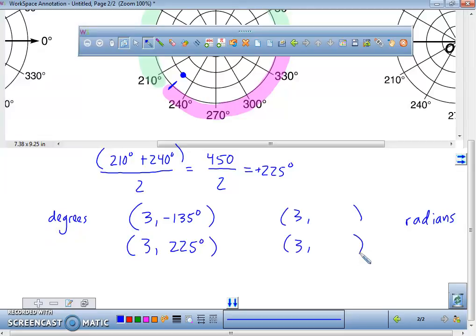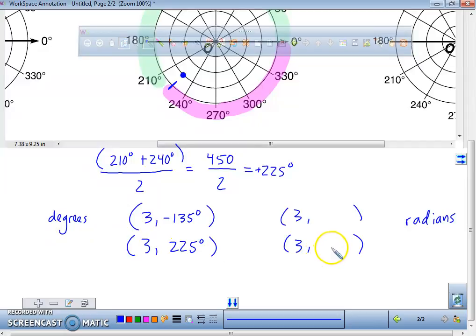Alright, so why don't you guys go to your chart? What is 225 degrees written as radians? Look at your chart. 5 pi over 4. So you write 5 pi over 4. What's 135 degrees written as radians? What's your chart? What is it? 3 pi over 4. We're going to say negative 3 pi over 4.